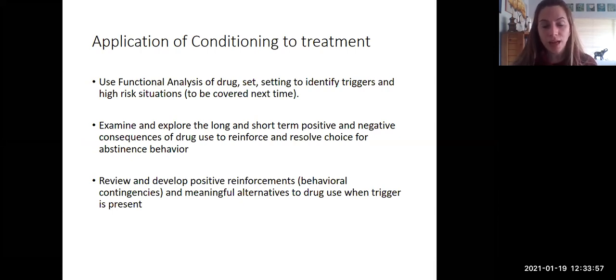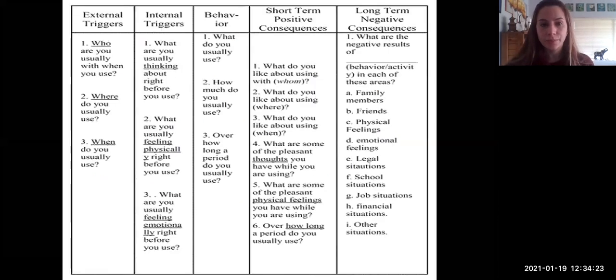You can use a functional analysis, which is what you're trying to get at the information of drug, set, or setting to identify what the triggers are. You can tie that to the long-term and short-term positive and negative consequences, both of use and non-use. And you can look at a series of what are called positive reinforcements or behavioral contingencies to give them a meaningful alternative to use when they are triggered.